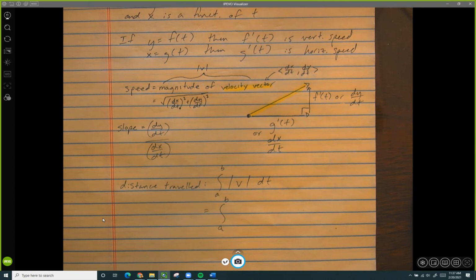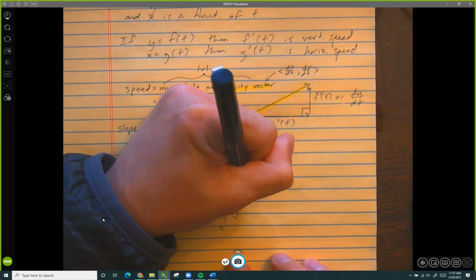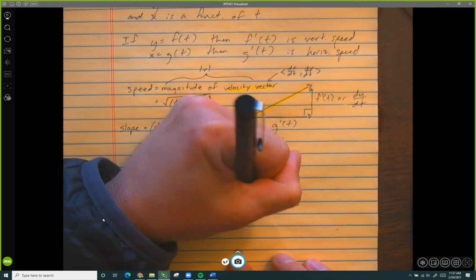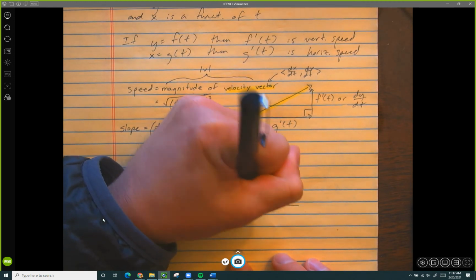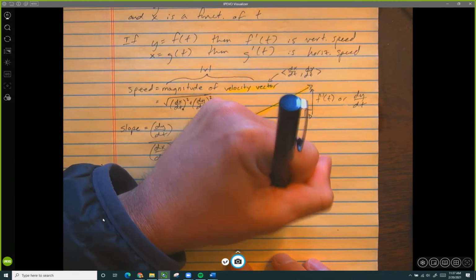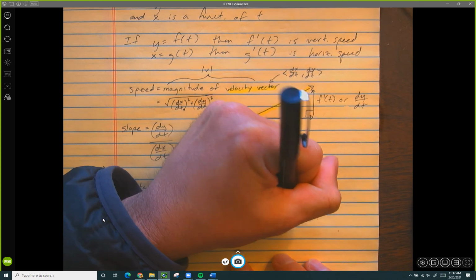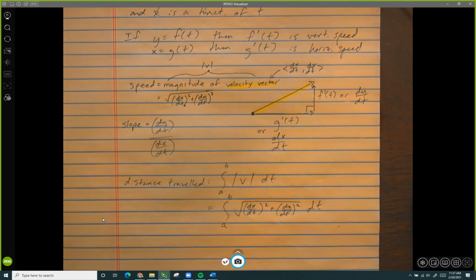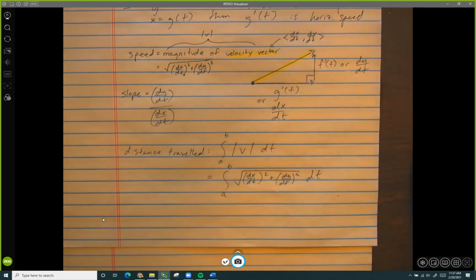And now we're just doing it with regard to parametric. And so that would be the integral of the square root of dx/dt squared plus dy/dt squared with respect to t. This is also, I believe, the same formula for arc length.